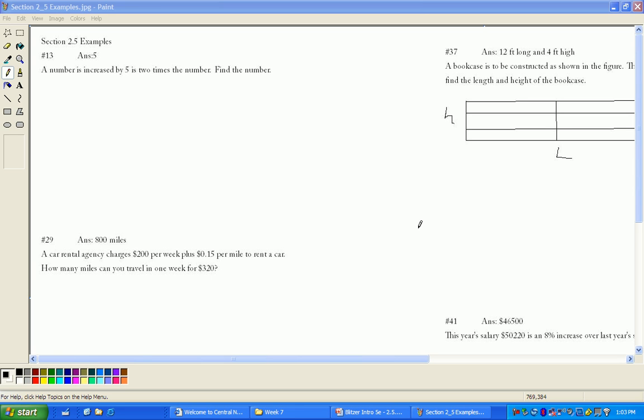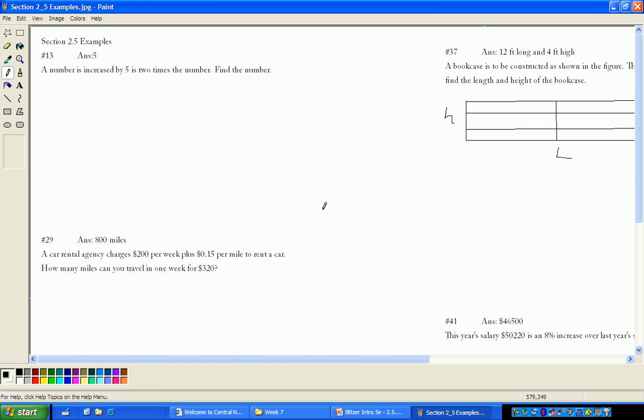Okay, so we're going to work some examples in section 2.5, doing some word problems. Hopefully you pick up some of the tips and tricks that I've learned over the years to work some of the word problems. By far, I think the most important one is to put the word problems into your own words. So let's go ahead and take a look.